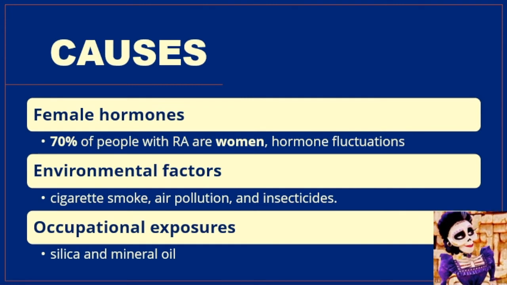And then environment, so smoking, pollution, the insecticides. And for your occupational exposure, that would be your silica and your mineral oil. That would result in contact dermatitis, and then later on, you have your rheumatoid arthritis.